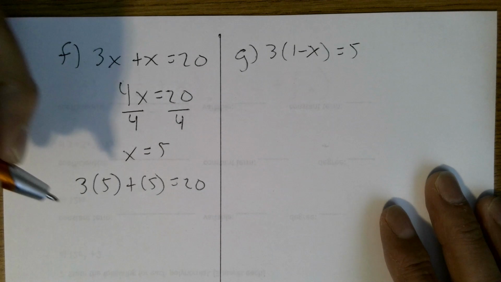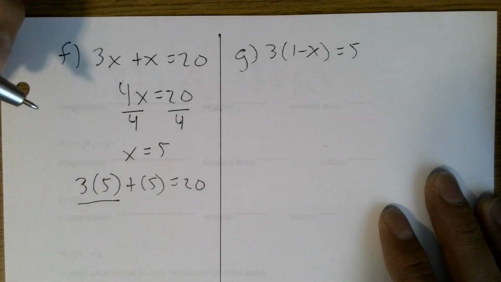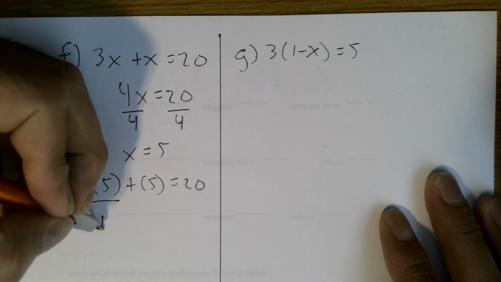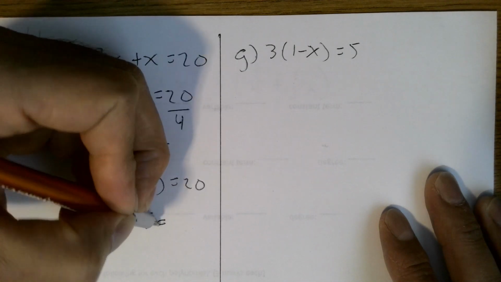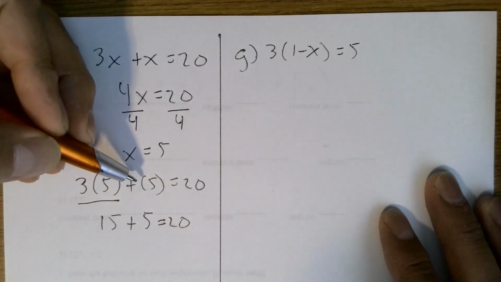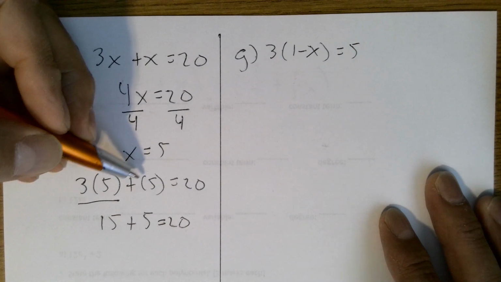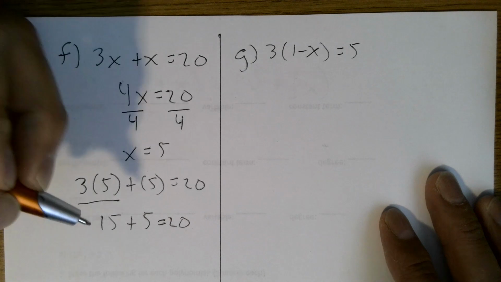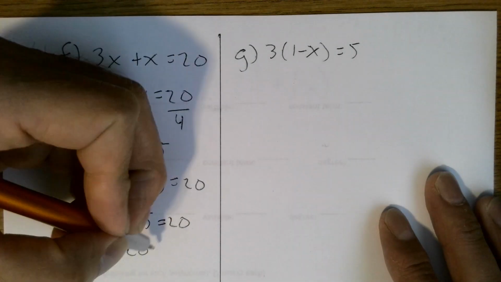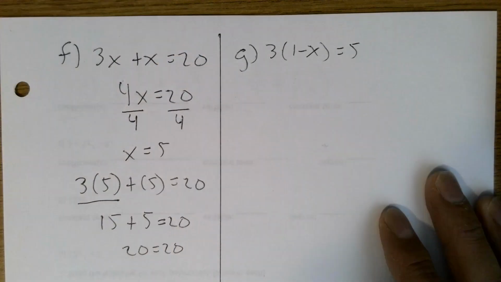Okay, and now BEDMAS, we're going to multiply first. 3 times 5 is 15. And notice now, I've already put the brackets on the 5 to show that it used to be an x, so I can drop them on the next line. I don't need the brackets on the second line. 15 plus 5 is 20, so I get 20 equals 20, which is of course true.